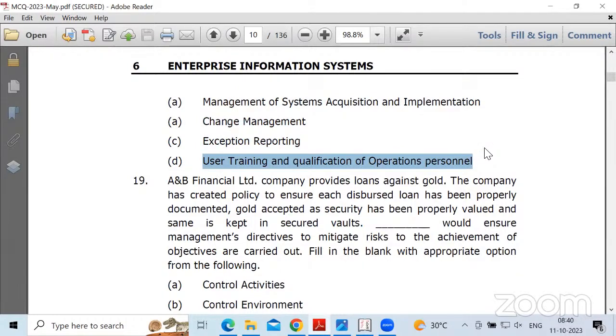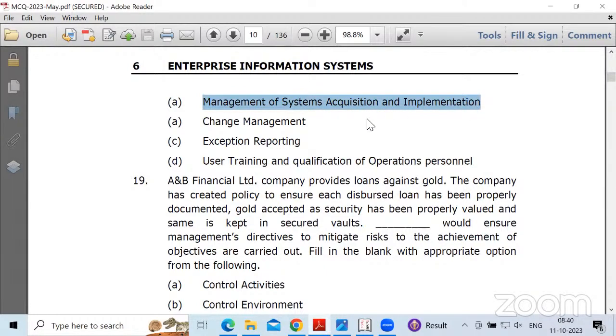So something common to the information technology department or IS, information system, that is considered to be ITGC, information technology general control. If it is for a specific purpose, then it is not. So considering that management of system acquisition and implementation, it is related to a specific software. Change management, it is common.